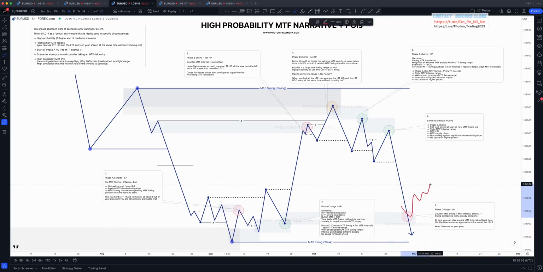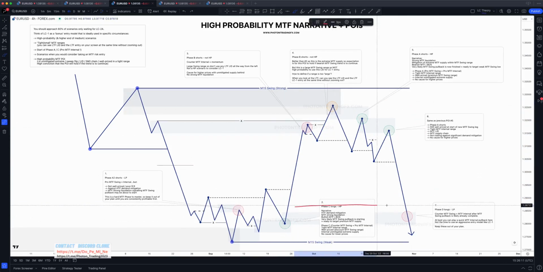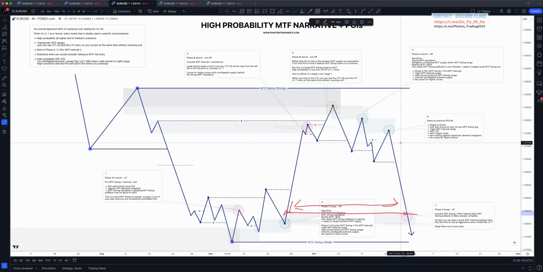At best, you could play a bit of an internal pullback before we go, but do not be using LC1 for that. Especially, this is probably going to be quite a big distance. Like the distance between here and here is going to be quite big. You don't just want to be using some little lower time frame liquidation of a little lower time frame low down here, trying to buy against all of this. It might work here and there, but what's the point?